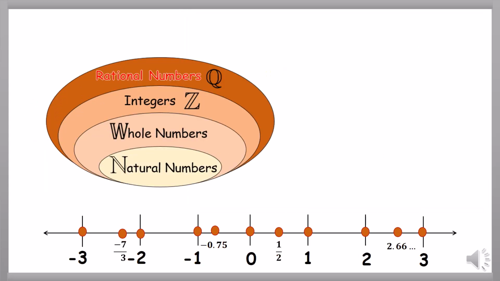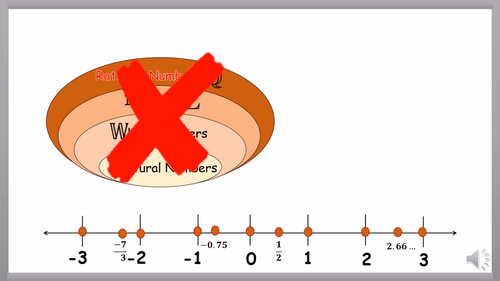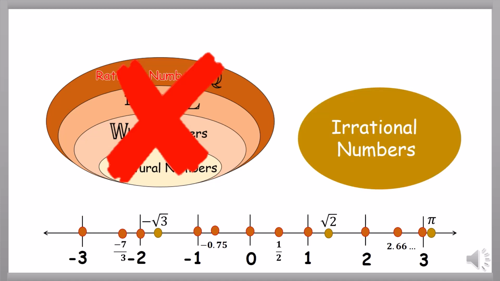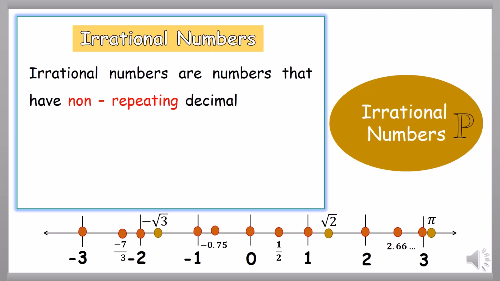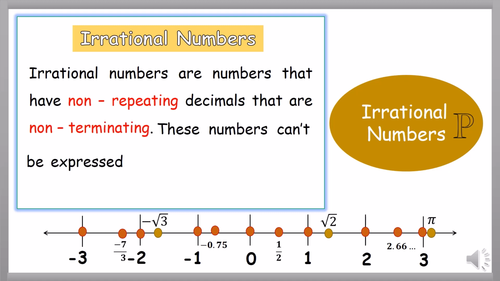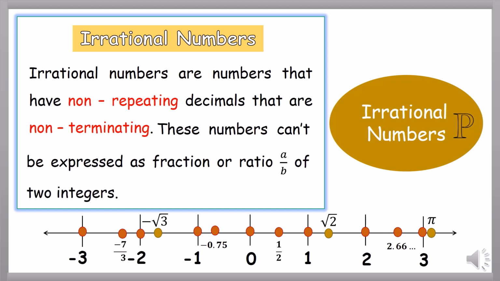So the next set of numbers are not included in the set of rational numbers but can be found in the number line. These numbers are pi, square root of 2, and negative square root of 3. And they form a set of irrational numbers, which is represented by this symbol. So irrational numbers are numbers that have non-repeating decimals that are non-terminating. These numbers can't be expressed as a fraction or ratio a over b of two integers.